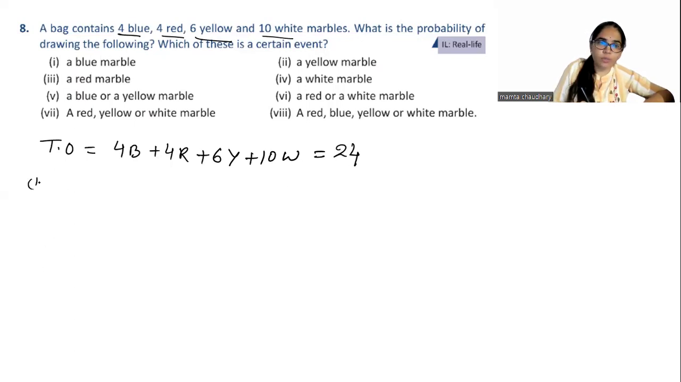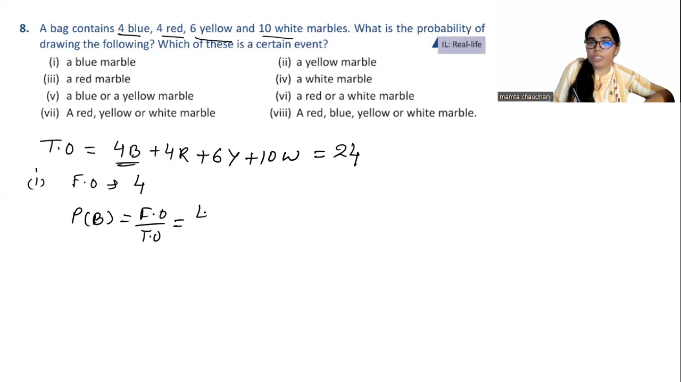Now we need to find the probability of a blue marble. Favorable outcomes: how many blue marbles are there? 4. So probability of getting a blue marble is favorable outcomes upon total outcomes. Favorable is 4, total is 24. 4 1s are 4, 4 6s are 24, so 1 by 6.